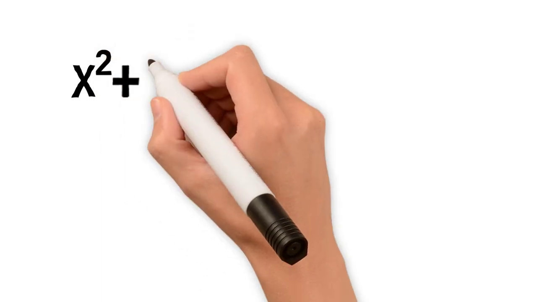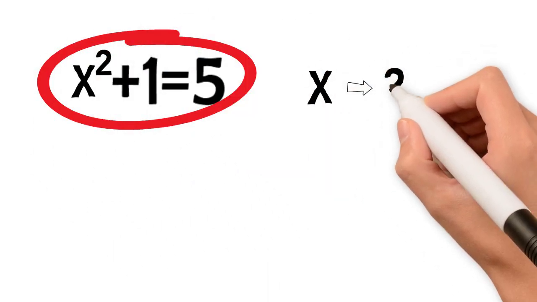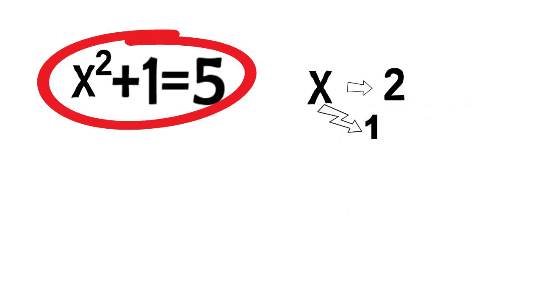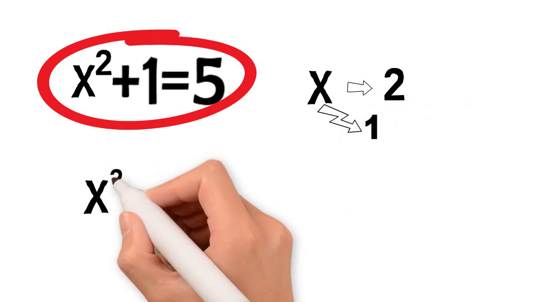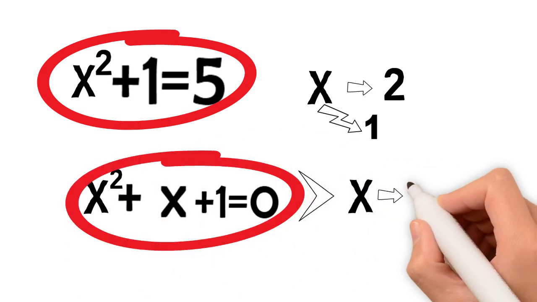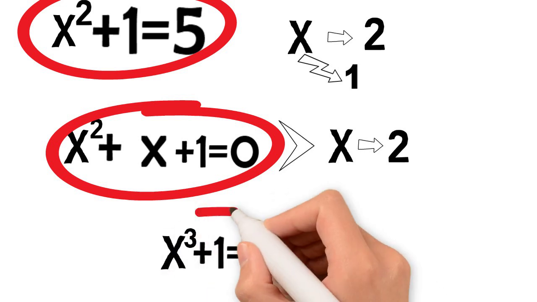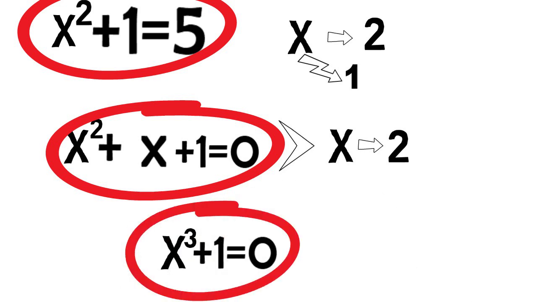However, the equation x squared plus 1 equals 5 is not linear, because the highest power of x is now 2 rather than 1. The equation x squared plus 1 equals 0 is also not linear, as the highest power of x is now 2. Same with x to the third power plus 1 equals 0, which is also not a linear equation.